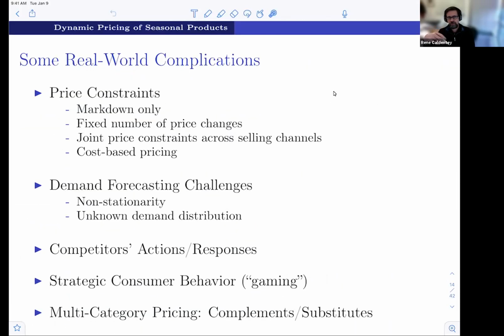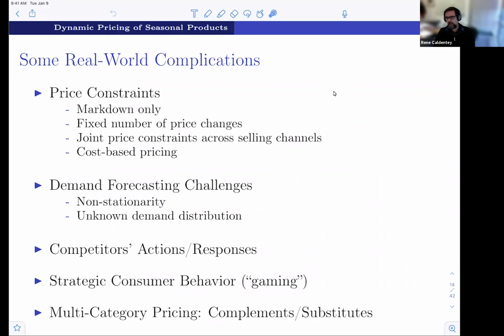What are some of those real constraints that can potentially characterize that set P that I was describing before? Some constraints could be only markdown, so your price can only go down over time. It cannot go up. We're not going to look at that in this discussion today. That paper that we're going to discuss doesn't take care of that. But in some applications, you can imagine that you need to impose that constraint. The price can only go down; you cannot increase the price.